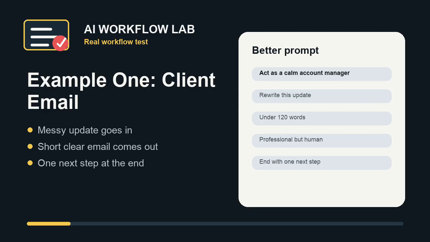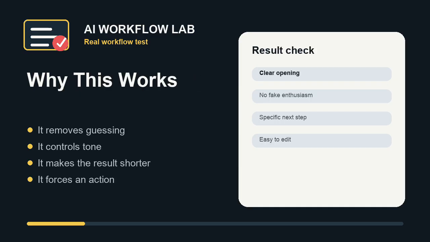Here is the first test. Instead of saying, write a client email, we give ChatGPT a real role and a real job. Act as a calm account manager. Rewrite this update for a client. Keep it under 120 words. Make it professional but human. End with one clear next step. The result is usually better because ChatGPT is no longer guessing. It knows the role, it knows the length, and it knows the tone.